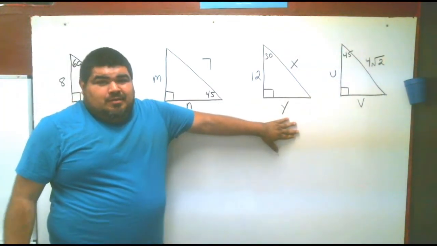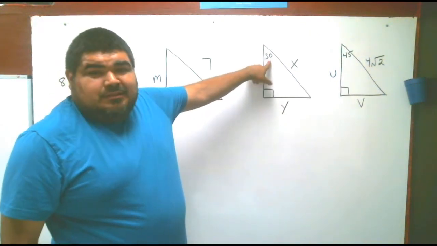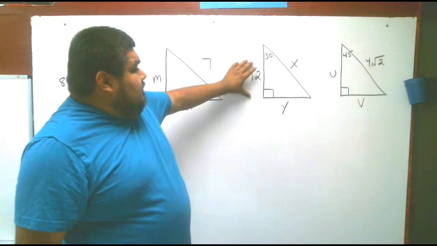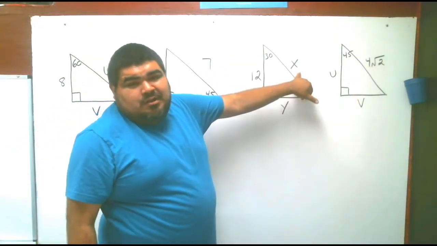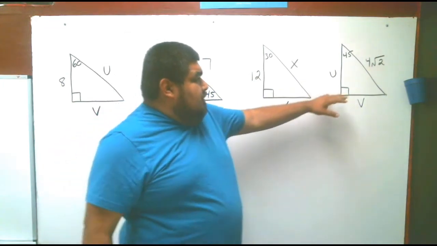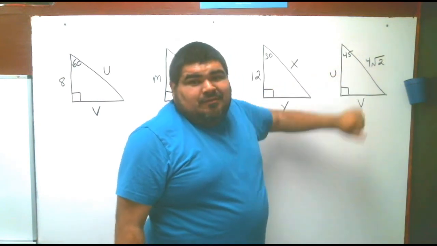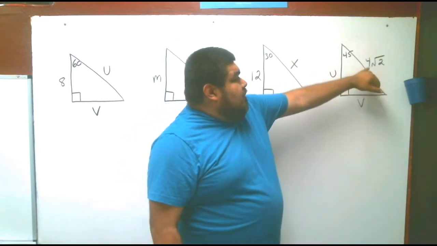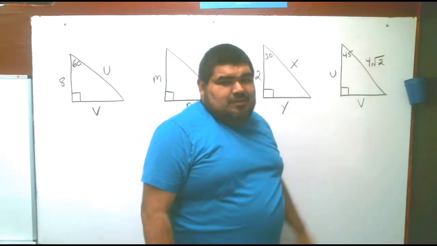Our third one, we have a 90 degree angle. We have 30 degrees on top. We have one side as 12. We're solving for y, and then the hypotenuse is x. Remember, solve for both variables again. And then the last one is we have a 90 and then a 45. We have our hypotenuse as 4 radical of 2. Solve for u and v.